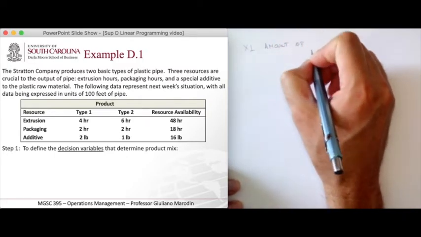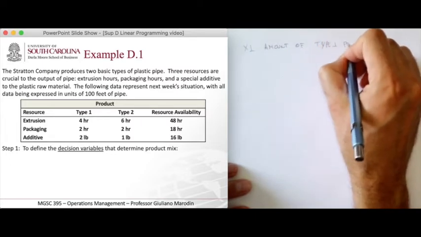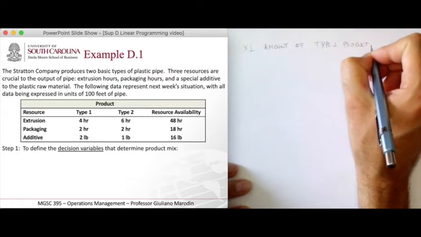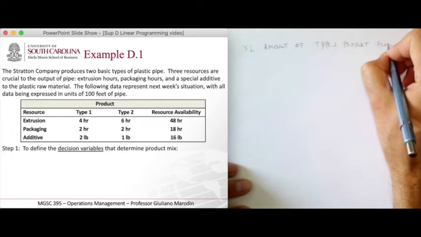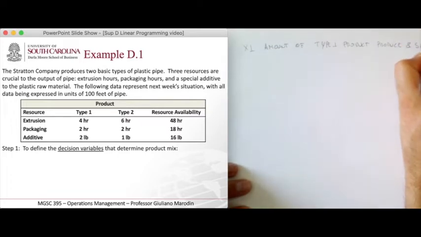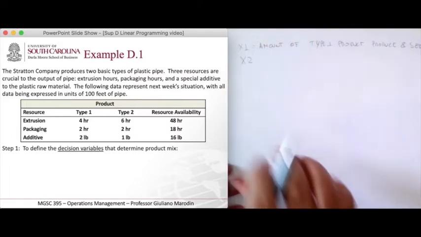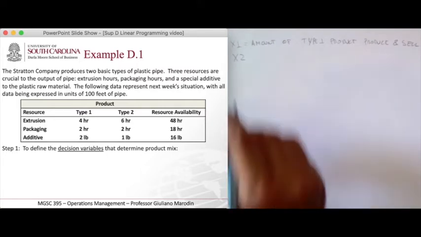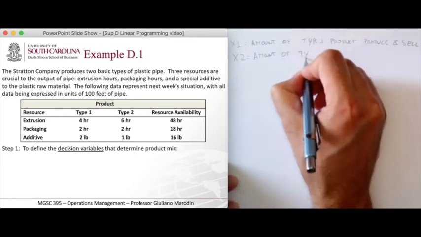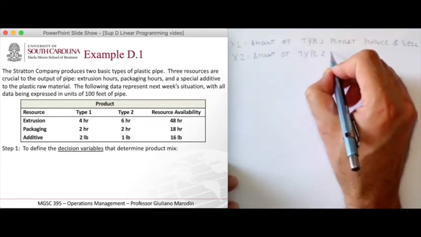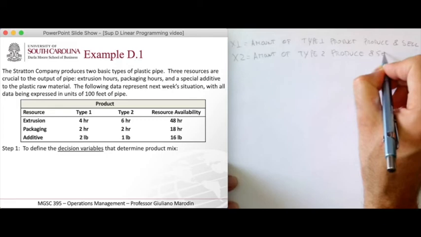of type 1 product that I'm going to produce and sell, let's say. Produce and sell. X2, another variable that I'm going to create, is going to be the amount of type 2 that I'm going to produce and sell.